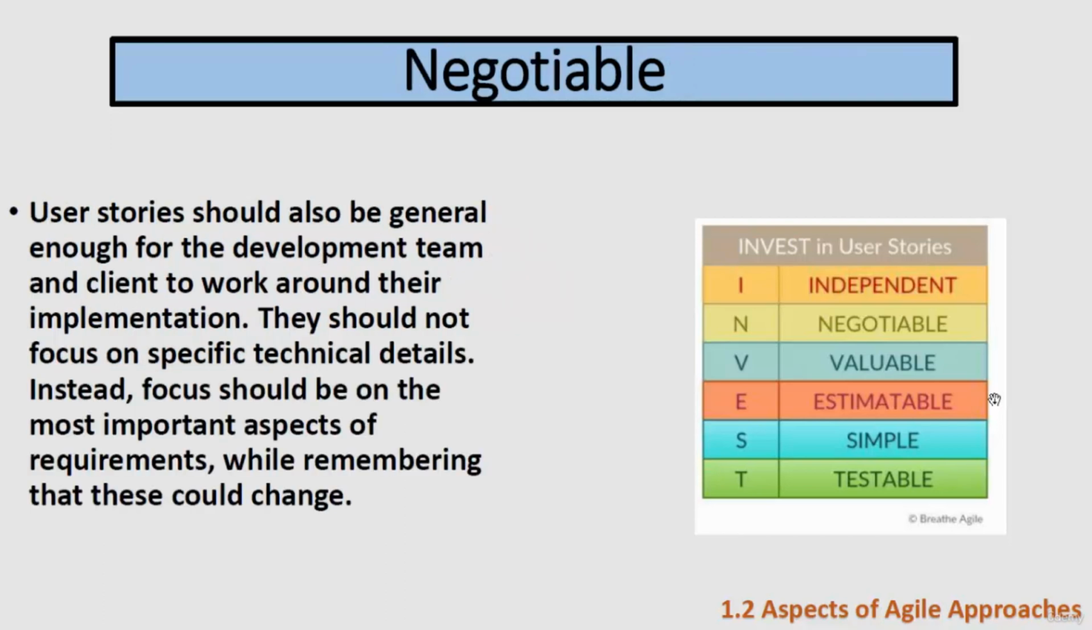The second thing is negotiable, which means that the user story should be general enough so that the development team and the client can work around and may change the way of implementing this user story. So you should not focus on technical details while you are writing your user story. You should only focus on your requirements and remember that these requirements might change.